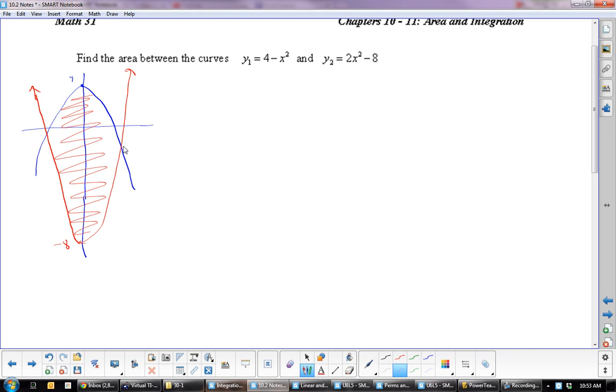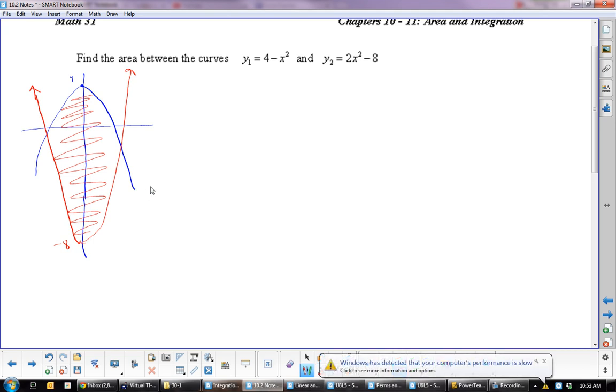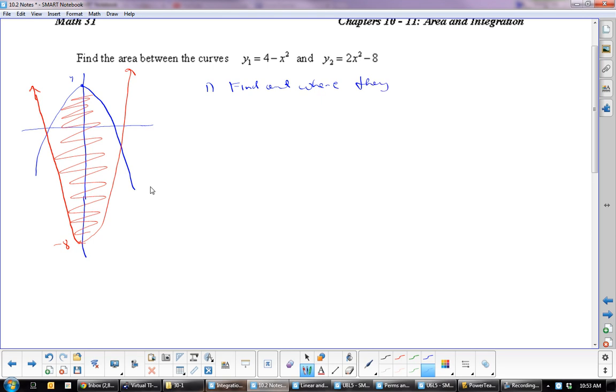So first thing we need to always do, similar to the last one on the quiz, where we sometimes have to find out where the zeros are, this is find out where they intersect. So number one, find out where they intersect. So the best way to do that is go when y1 equals y2. So when does 4 minus x squared equal 2x squared minus 8?